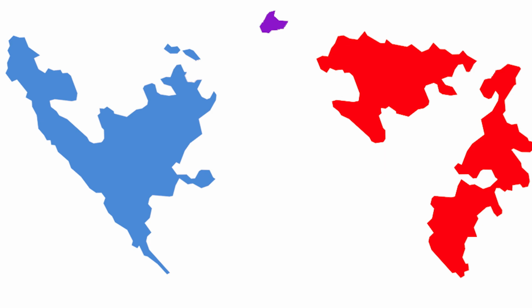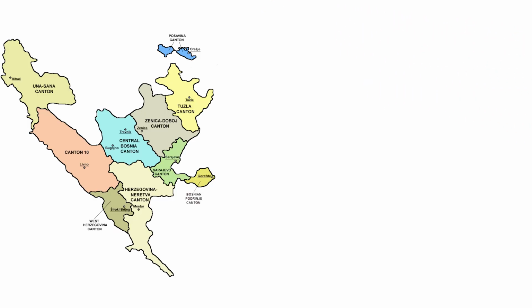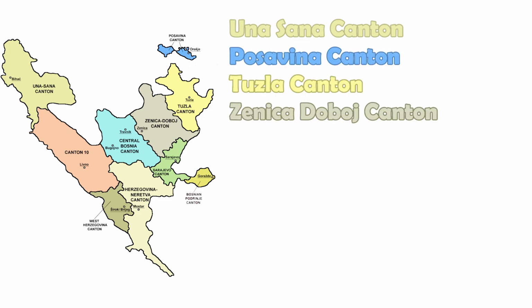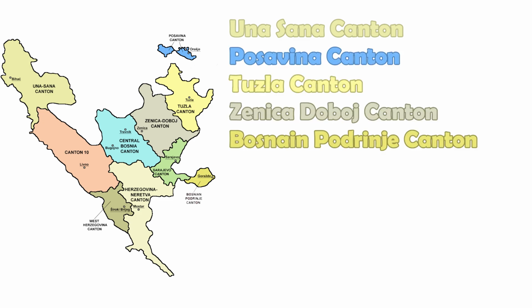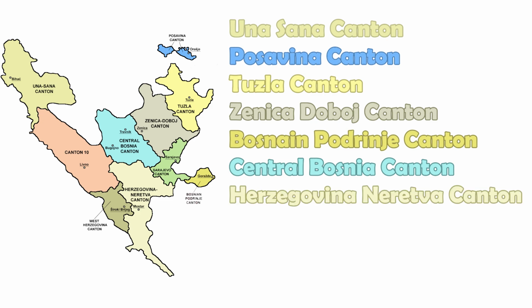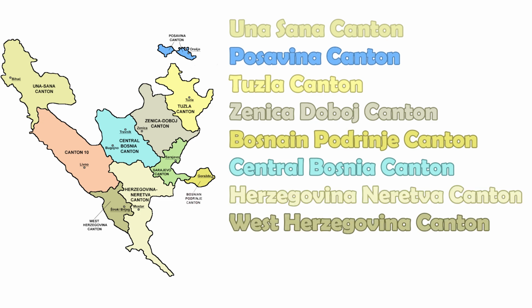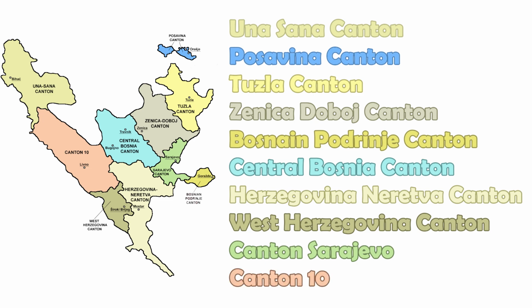We can further divide these entities into smaller areas. The Federation is composed of 10 cantons, usually ordered Unsko-Sanski, Posavski, Tuzlanski, Zemsko-Dobojski, Bosansko-Podrinski, Srednjo-Bosanski, Hercegovačko-Neretvanski, Zapadno-Hercegovački, Canton Sarajevo, and finally, the creatively named Canton number 10.